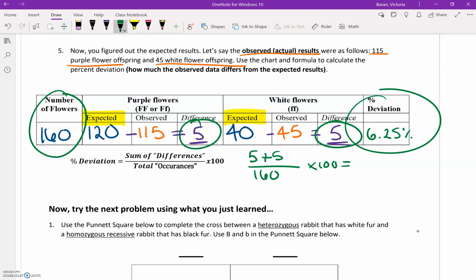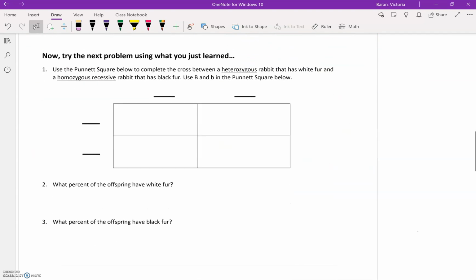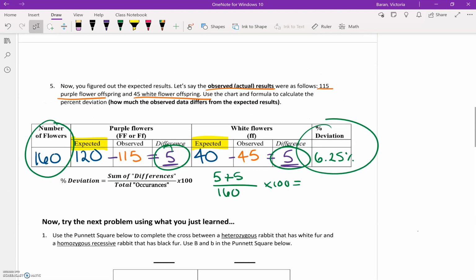That's not bad. Usually we would like to have below 5%, okay? It's a little high, so we're a little bit more out of the expected range than what we thought. Okay, so that is how to do a percent deviation problem. And then there's one down here with the same setup that you can complete on your own.